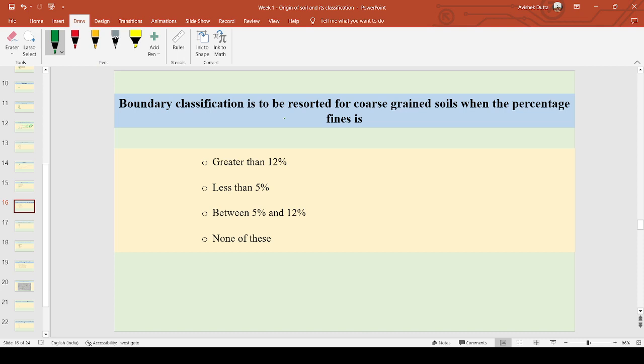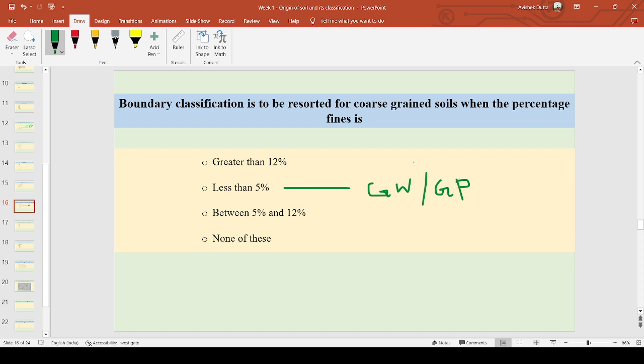Okay. Boundary classification is to be resorted for coarse grained soil, and the percentage of fines is okay. So suppose the coarse grained soil is gravel, then if it is less than 5%, we will not incorporate the percentage fines. It will be either well graded gravel or poorly graded gravel.